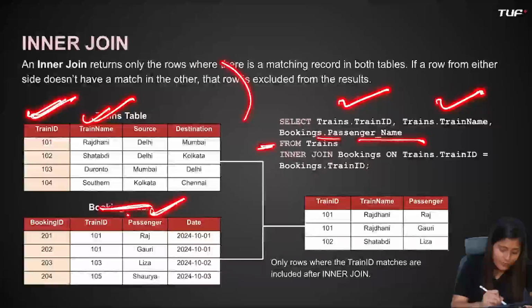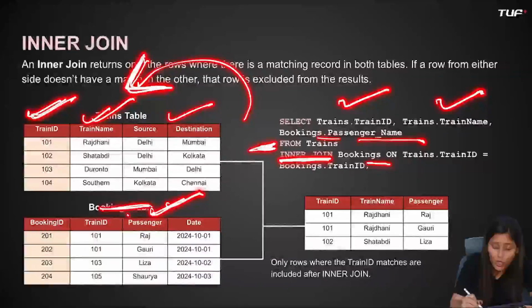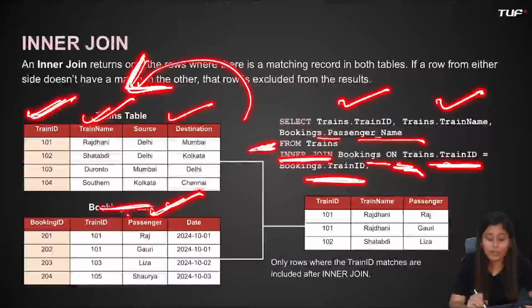From trains, and it is the inner join. So we'll be writing both the table names: from trains inner join bookings. So train table and booking table we have written with the inner join in between. On means now we'll be writing the condition on which we want the join. So join will be on trains.train ID and bookings.train ID.